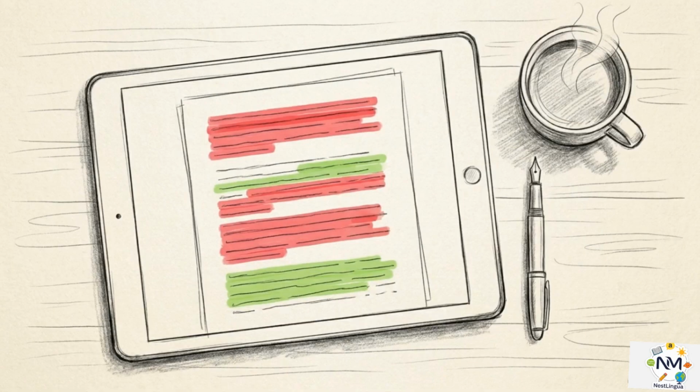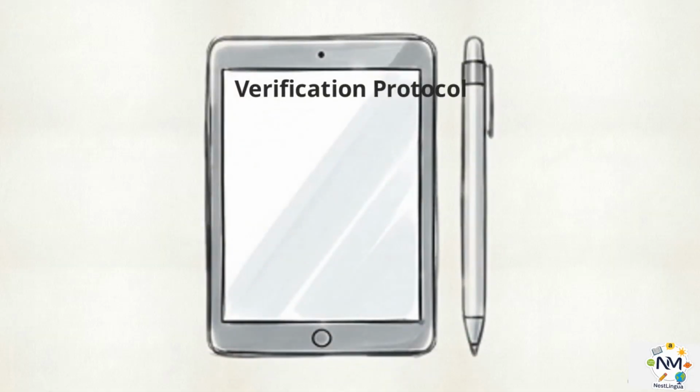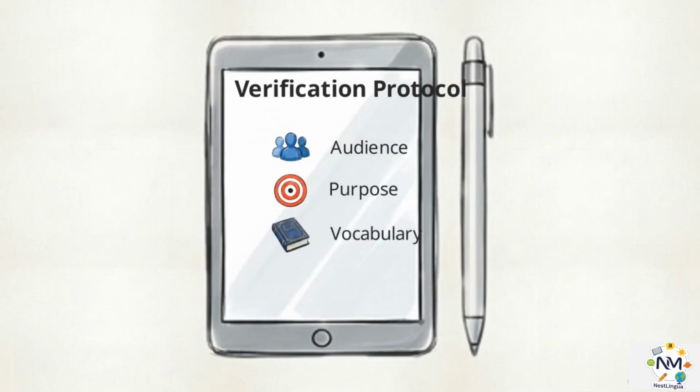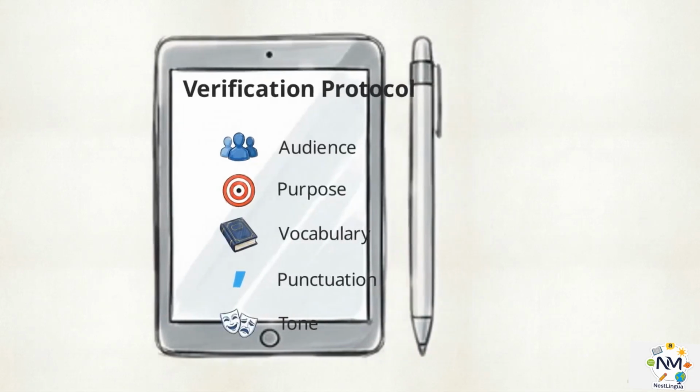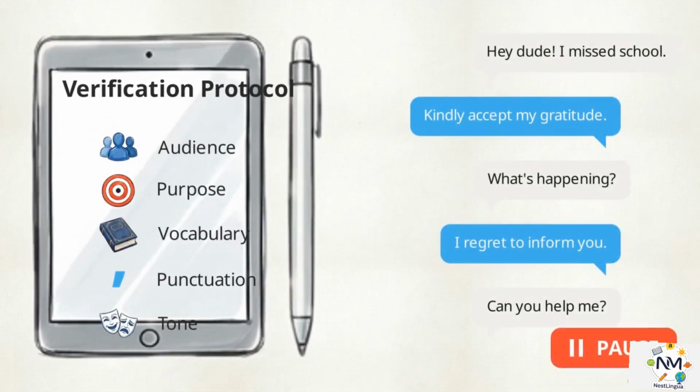We will now apply these rules for vocabulary, tone, and punctuation to a final set of transformation tasks. Before you write, run through this 5-second checklist. Confirm the audience, purpose, vocabulary, punctuation, and tone. Here are 5 sentences. Pause the video and apply the rules to change each one.